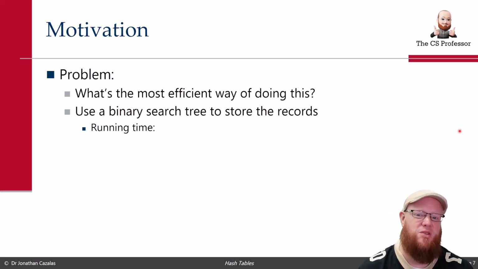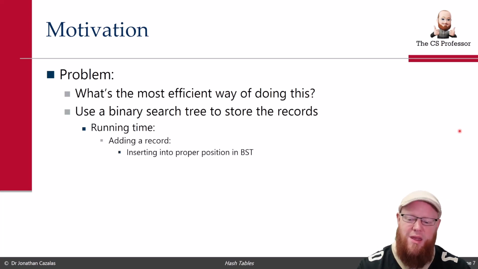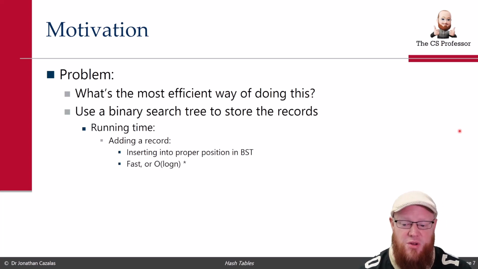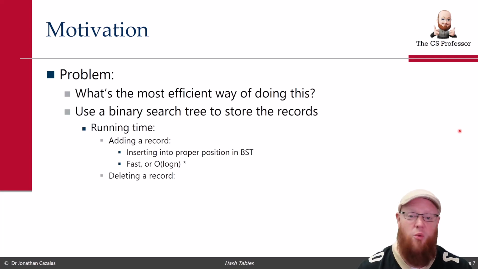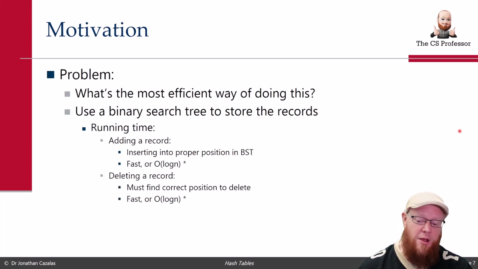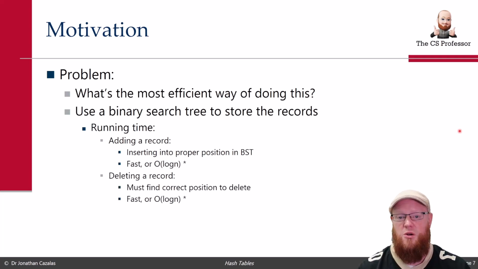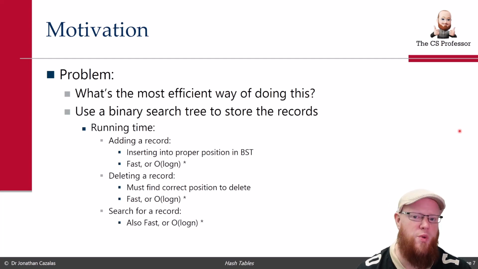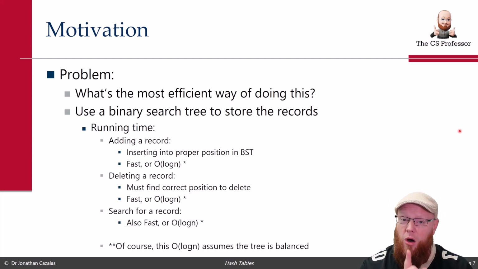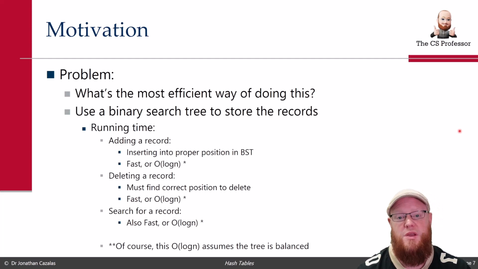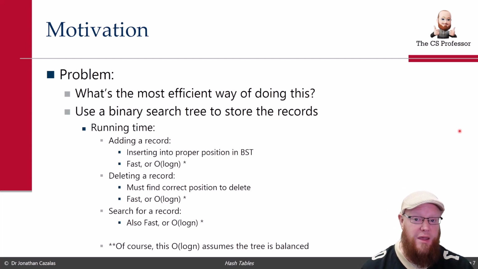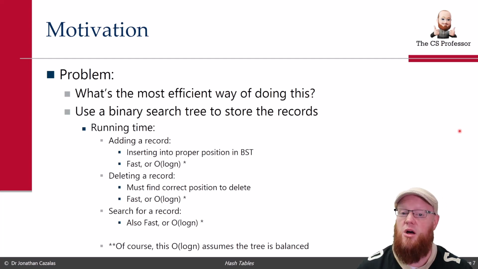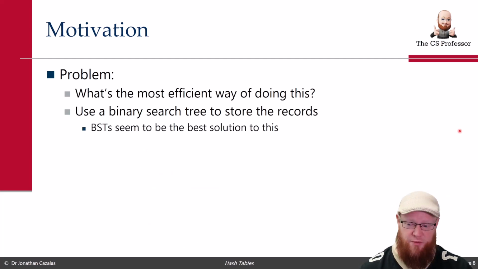But let's assume the best case scenario, that we can insert into this tree in O of log n time. You see that asterisk here because the assumption is that we're going to have a perfectly balanced tree. So we can even delete from this tree in O of log n time, and of course we can search it in O of log n time, all with the assumption that the tree is balanced. Log n, huge improvement over n. If n is a billion, log n is 30, huge improvement.